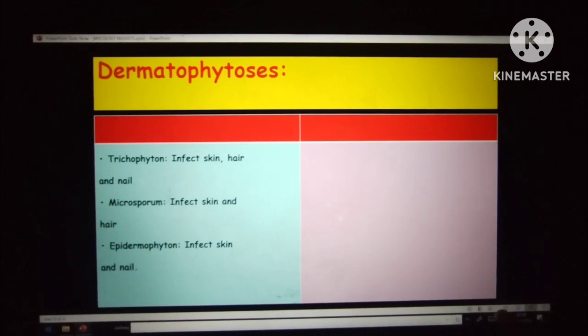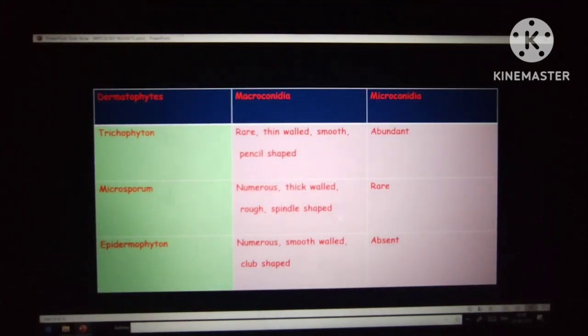Coming to this, dermatophytes always have macroconidia and microconidia. I used to remember it like TME. For macroconidia it is PSC. P is for pencil shaped, S is for spindle shaped and C is for club shaped. If you remember it in this order, it will be easy for you. And coming to microconidia, just remember Tri. Tri means it is abundant. Tri means the number 3, so it will be abundant.